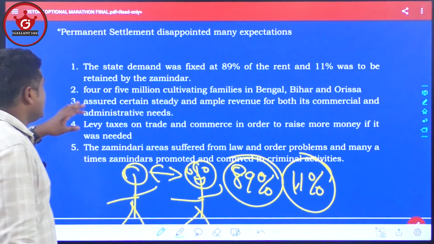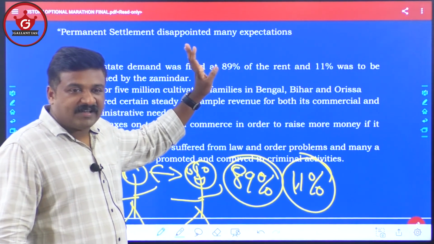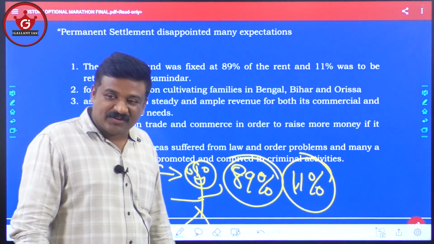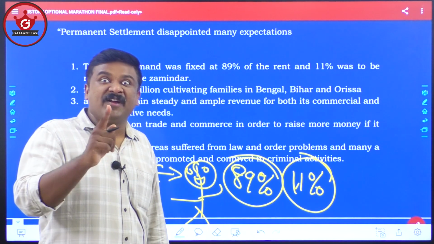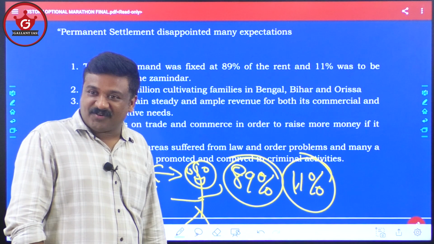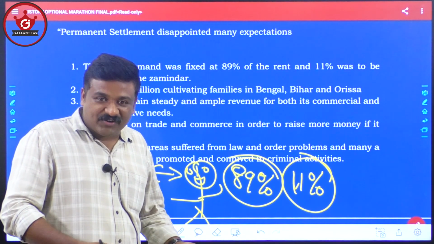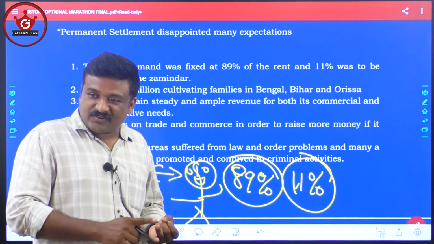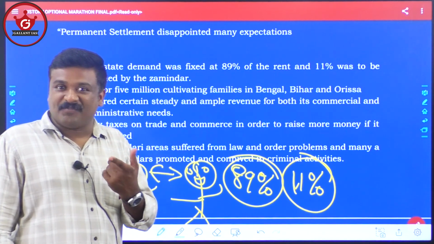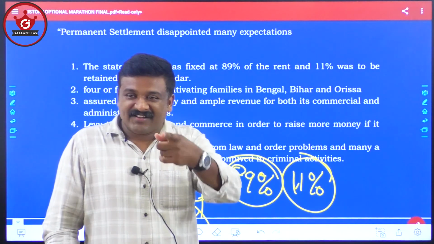For example, the state demand was fixed, 89 and 11 percentage, that is within the Zamindar. 4 or 5 million cultivating families or farmers in Bengal, Bihar, Odisha. If the government is directly recruiting these revenue officials for the census, for the revenue collection, revenue estimation, it will be a huge expenditure for the government. Am I right? You got the idea, na?